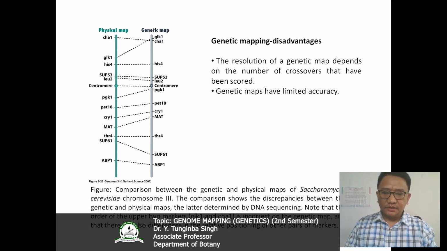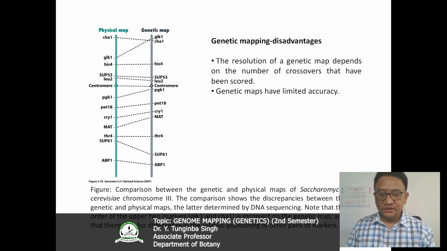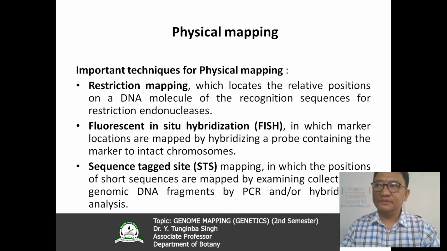Now, one of the most important findings was that after the sequencing of chromosome 3 of Saccharomyces cerevisiae, it was found that the physical map and genetic map were different for two very important genes. The positions of these two genes in the genetic map were found to be incorrect compared to the physical map, as determined by DNA sequencing. That is the reason why physical mapping is now preferred.